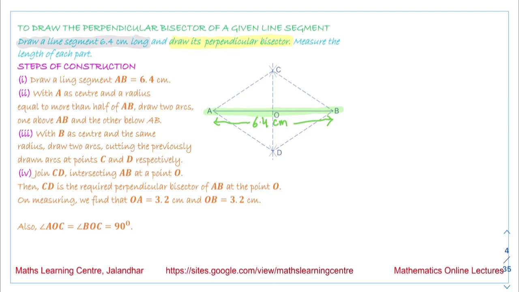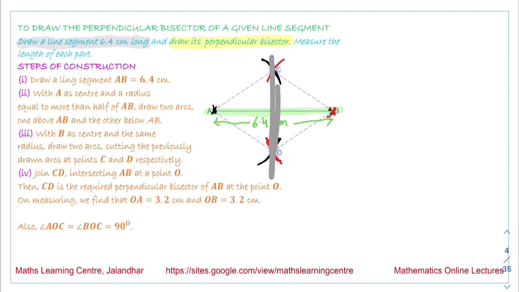Then we open the compass up to a fixed length, keep the tip of the compass at point A, and draw these two arcs over here. Then we do not change the length of the compass. With the same length, we keep the tip of the compass at point B and mark two more arcs. The points where they intersect, we call C and D.